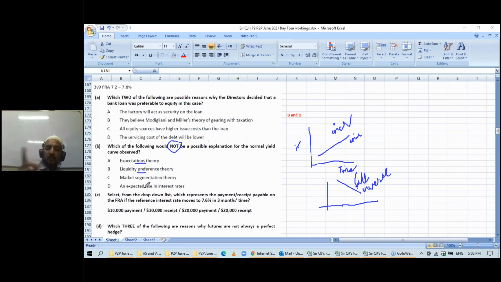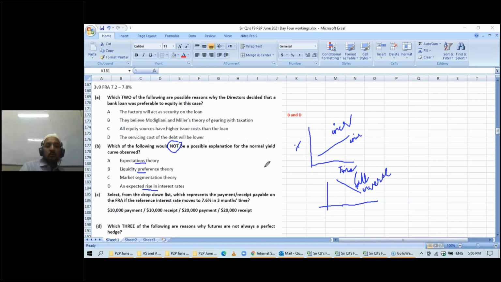Liquidity preference theory also says that people intend to hold cash, but if you want to take cash from them, you have to pay a higher rate, and for more time, if you want to hold cash from them or obtain deposits for a longer time, even more interest rates are to be paid. So this is also covered in that. Okay, and then an expected rise in interest rates is also observed in the normal yield curve, but market segmentation theory is not covered over here.